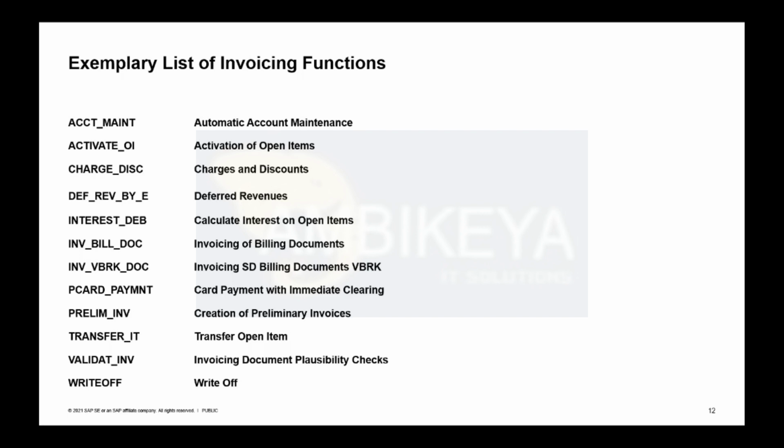We have the deferred revenues management in place. We can calculate interests on open items. We can include sales distribution billing documents as a Convergent Invoicing input. We can handle card payments with immediate clearing, and so on. So I have selected a very small subset of the invoicing functions in order to give you an overview of what you can do from the invoicing process, what you can trigger as an integrational process with the FICA.